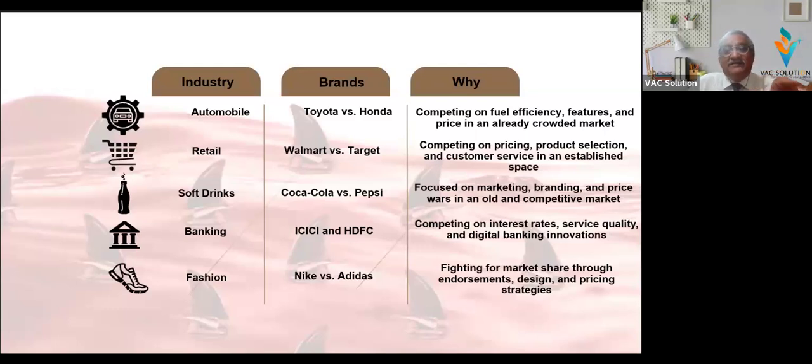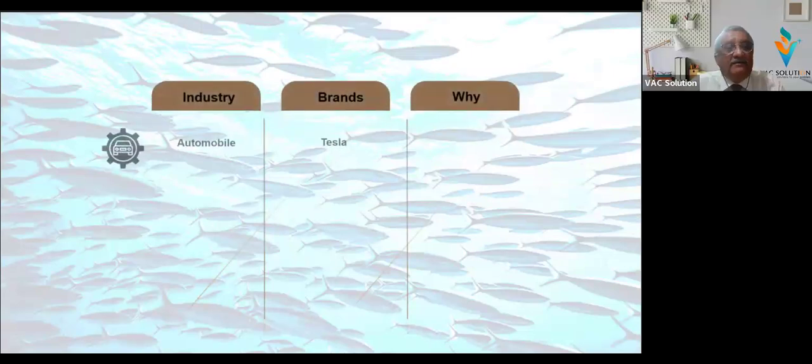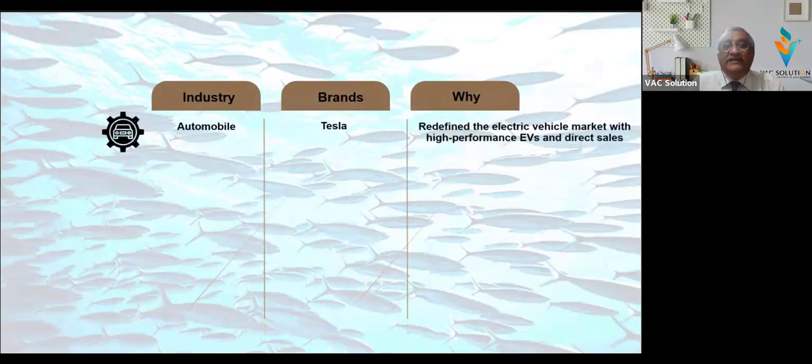Now let us see the same thing for Blue Ocean. The first one, automobile. Can any one of you tell me one company which broke the dominant logic and created a blue ocean for itself? Tesla. Absolutely, Hector, right. Tesla. What did they do? Redefine the electric vehicle market with high performance EVs and direct sales.